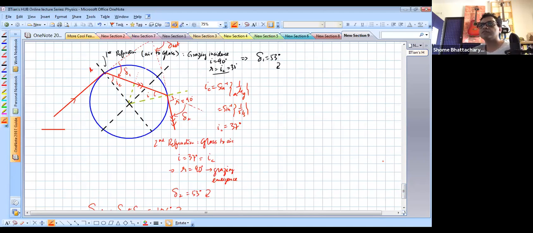Yes, and then we can find the distance of this point. Let's say it emerges at the point B. So B is just the chord length. So the chord length we can find as 2r cos. So that chord EB has a length of 80 centimeters. So it will emerge from a point 80 centimeters away from the point of incidence.